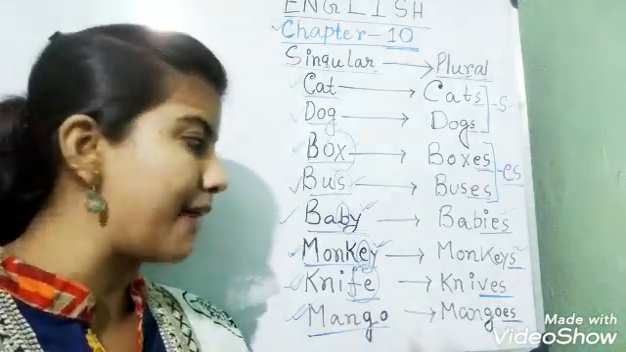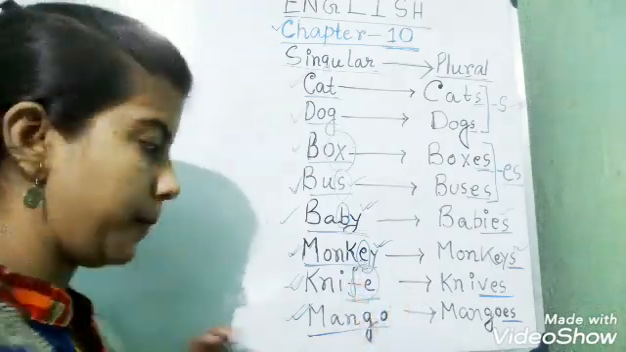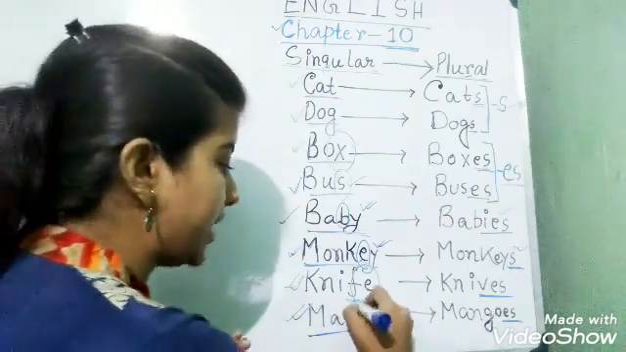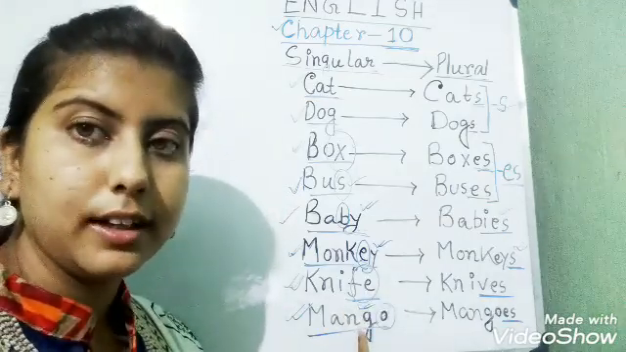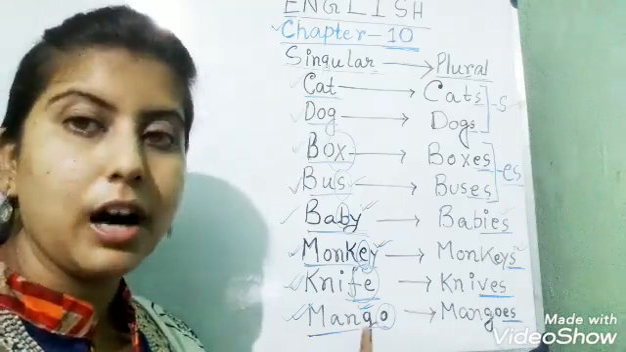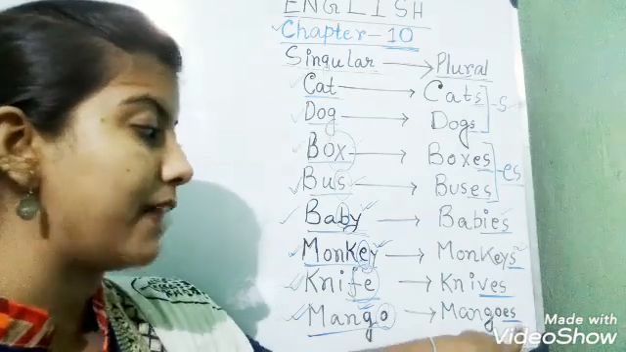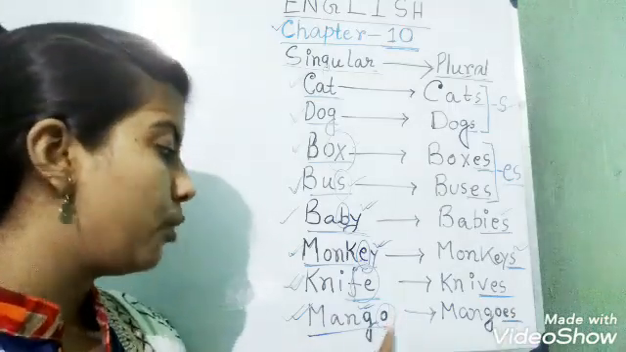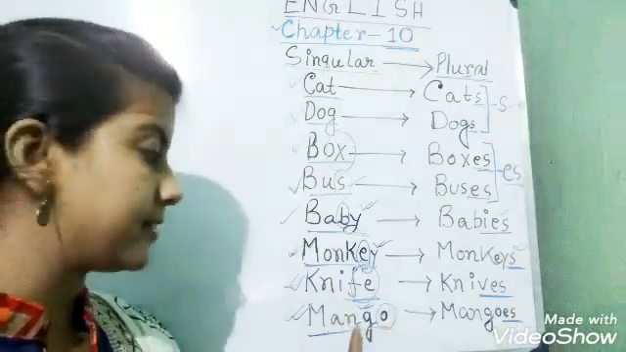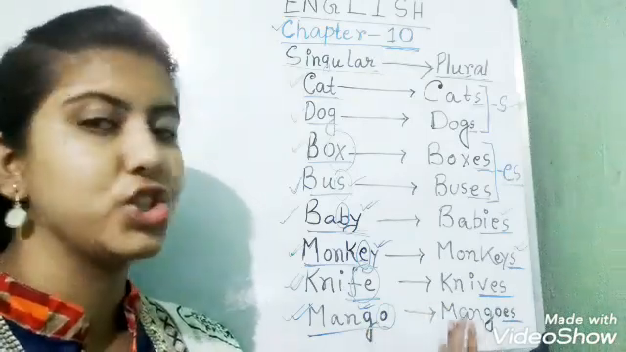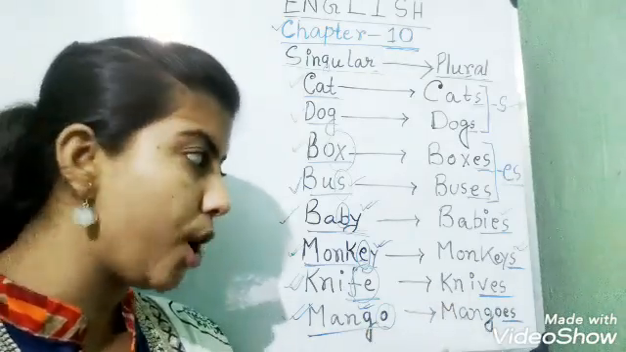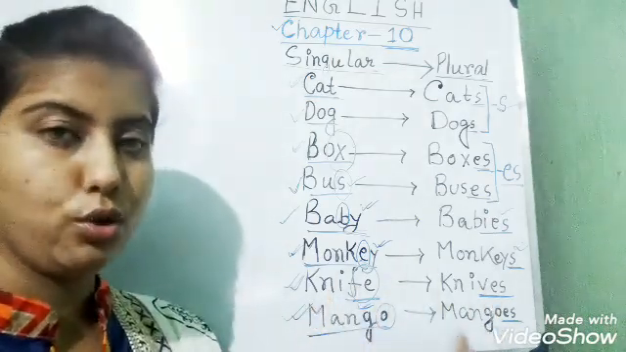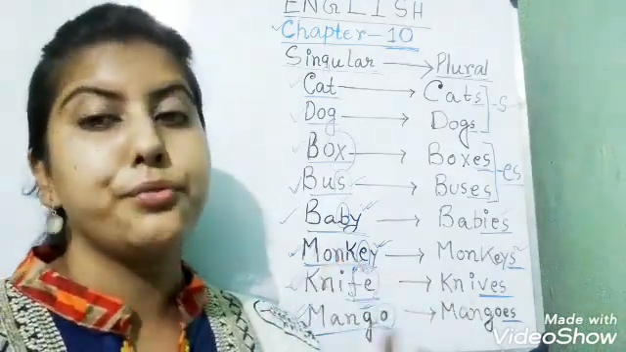Here also we have to remember two rules. Look at the last letter, that is O. But what we have in the second last position, that is G, and that is a consonant. So we have added ES at the end of the word. If we have a vowel in the second last position, then we will just add S. We will not follow this rule. Mango, mangoes. So, we have learned a few rules.